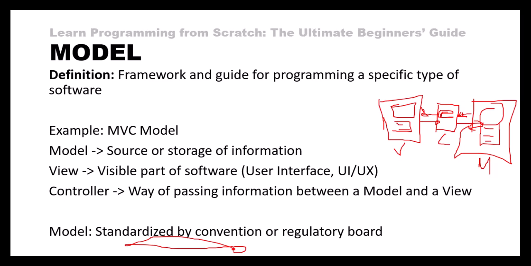All software must comply with that model as long as you say the software follows the MVC model. An algorithm, on the other hand, is not standardized. An algorithm is created by any developer as needed. You study the type of software that you want to create, and from there you develop a step-by-step process that the computer can follow to implement the instructions that you want to write into a computer program. That is what a model is, and that is what an algorithm is.